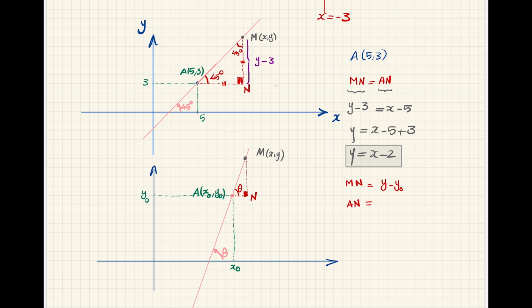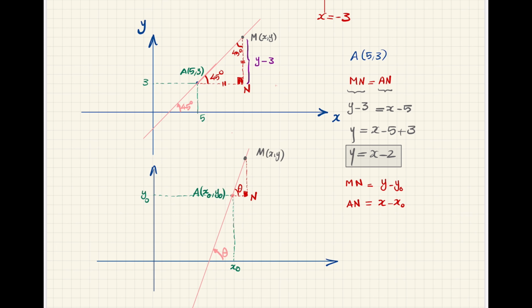Yes. Now can you tell me what I can write for AN? X minus x naught. Yes, x minus x naught. If you have a little bit of doubt about this, let me justify it here. If I ask what is from here to here, this is exactly the x coordinate of this point, so this is x. But from here to here is x naught, and I am left with this small piece. Why? Because this is equal to that one. And this is exactly x minus x naught.